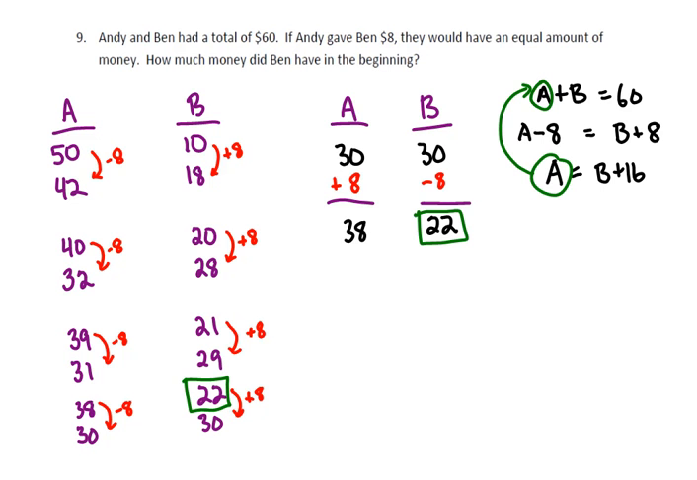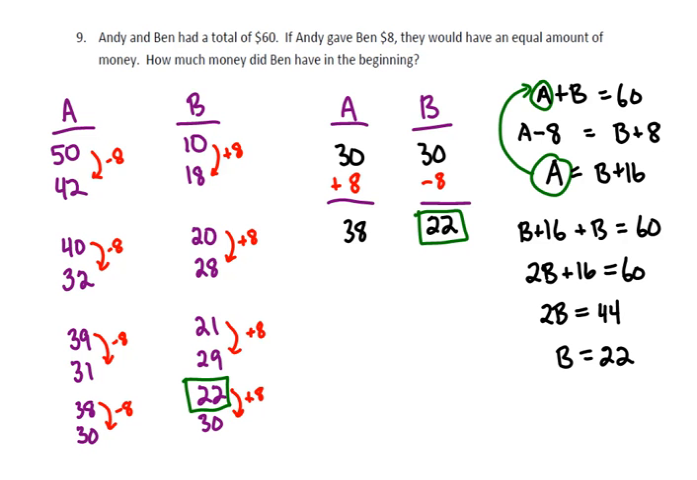Since another name for A is B plus 16, we can now write the equation B plus 16 plus B is equal to 60. Adding the two B's together, we get 2B plus 16 is 60. Subtracting 16 from both sides, we get that 2B is equal to 44. Divide by 2, and B is equal to 22, which was the original amount that Ben had.